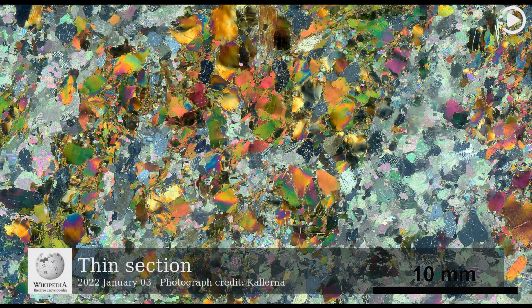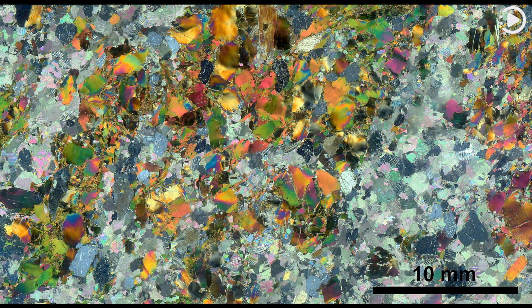Today's video is about thin section. In optical mineralogy and petrography, a thin section is a thin slice of a rock, mineral, soil, pottery, bones, or even metal sample, prepared in a laboratory, for use with a polarizing petrographic microscope, electron microscope and electron microprobe.